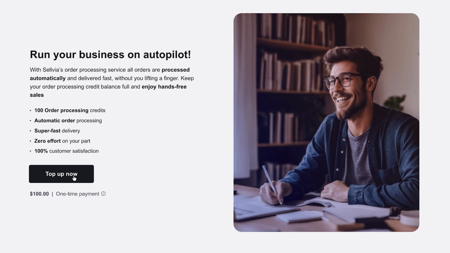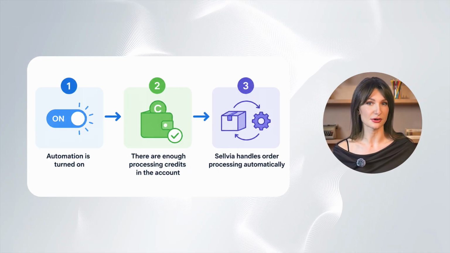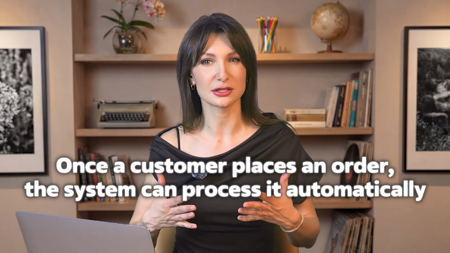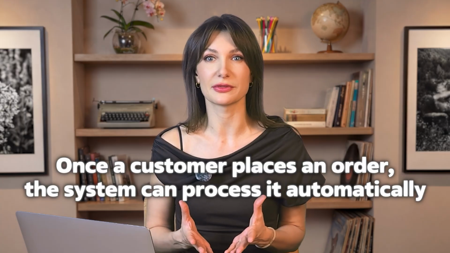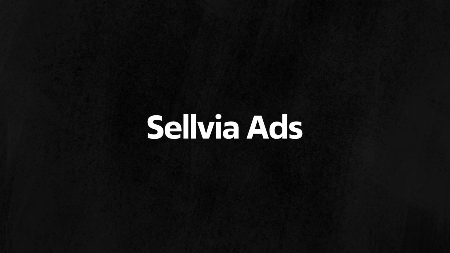Order Processing. The second tab is Order Processing. Here you can activate automatic order processing. When automation is turned on and there are enough processing credits in the account, Sellvia handles order processing automatically. This means that once a customer places an order, the system can process it without any manual action. For store owners, automation saves time and makes it easier to manage larger volumes of orders, especially when they are offline, asleep, or busy with other tasks.